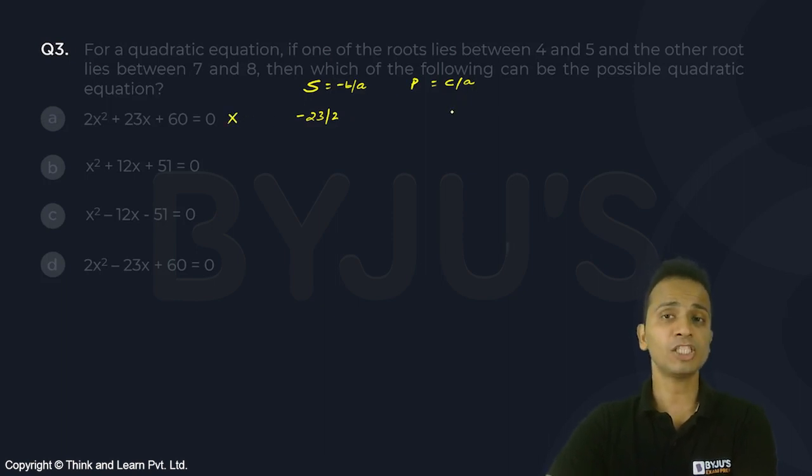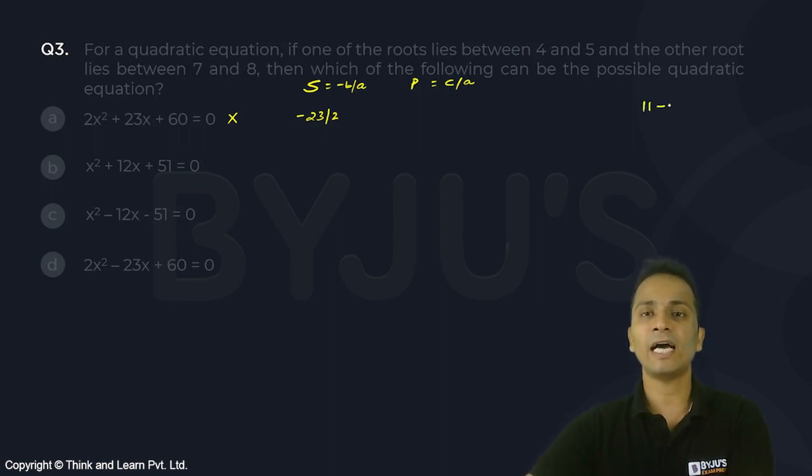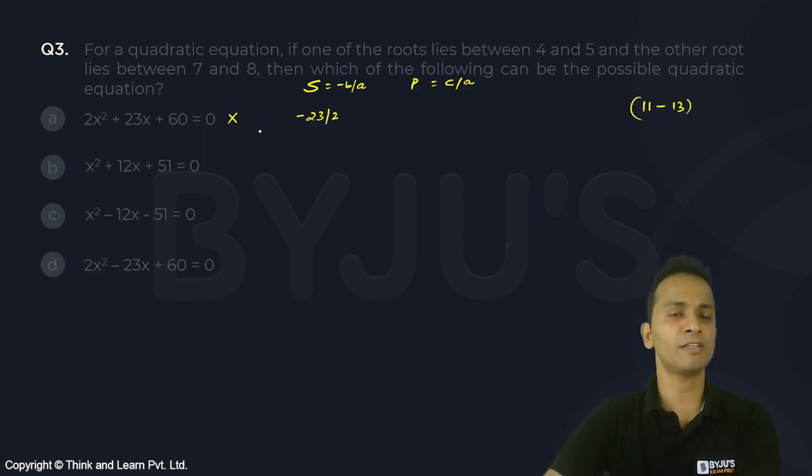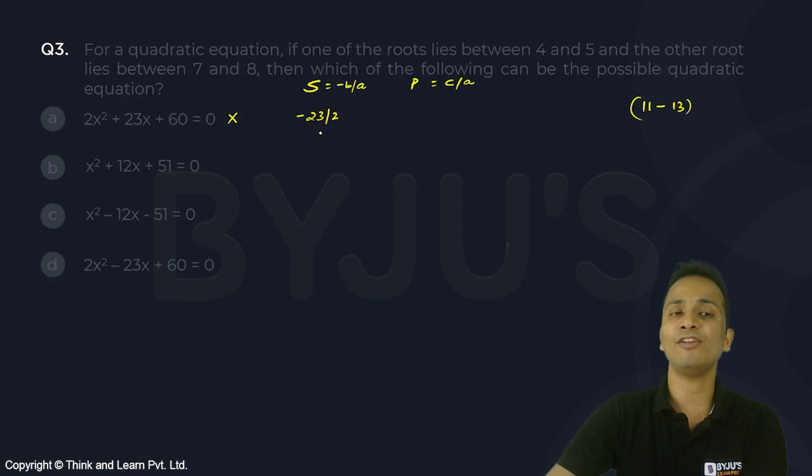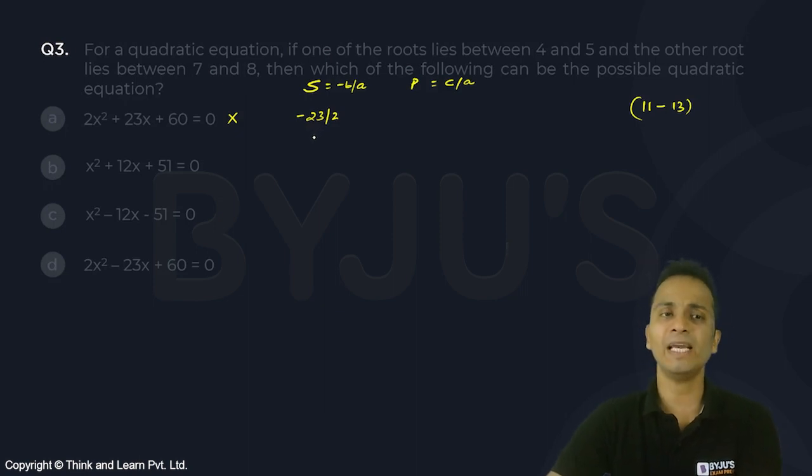Sum of the roots, what was the range? It should be between 11 and 13, so that means it should be positive. But the first equation is giving me a negative value for the sum of the roots, which can be eliminated. Now for the second equation, the sum of the roots is minus b upon a, that is minus 12 upon 1, which is once again a negative value for the sum of the roots, and it can be again eliminated.